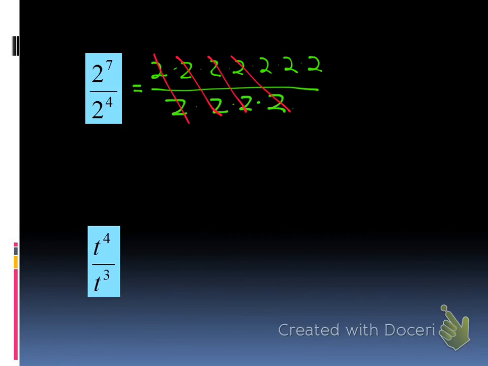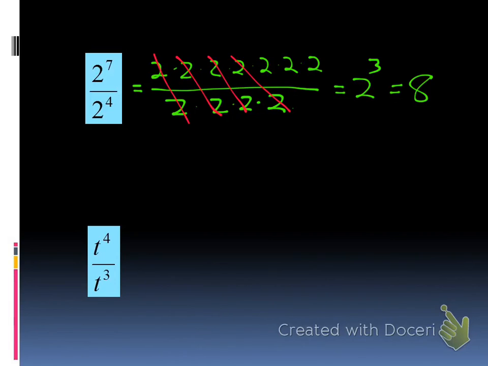Which means you're left with how many 2's? 3. Which means you're left with 2 to the 3rd, which in turn is 8. 2 times 2 times 2. Shortcut: subtract them. Just like how when you multiply the bases, you add the exponents, when you're dividing same bases, you subtract the exponents, because of the way they cancel, like I did with the 2's.